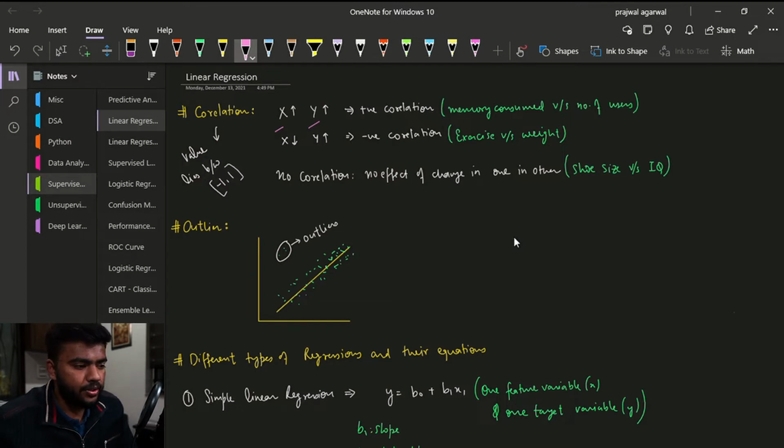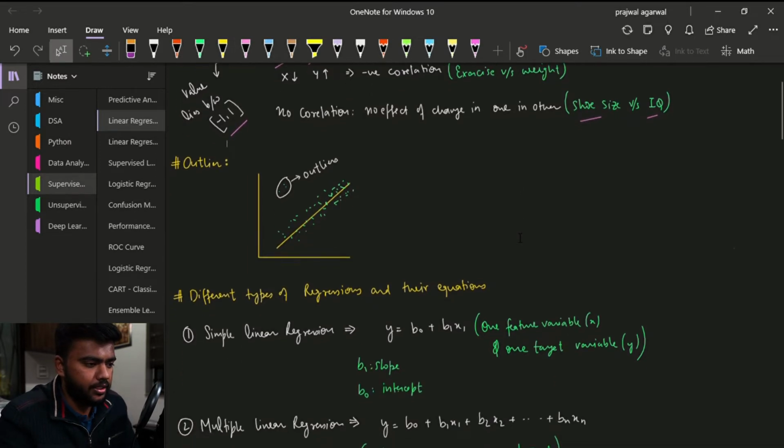And the third type of correlation is that there is no correlation. So there is no effect when we change one feature. There is no effect in the other. For example, the shoe size and IQ. Okay. The thing about correlation is that the value of correlation lies between -1 and 1, and -1 means that it is a perfect negative correlation, and +1 means that it is a perfect positive correlation.